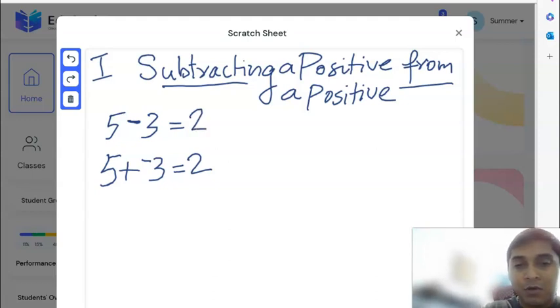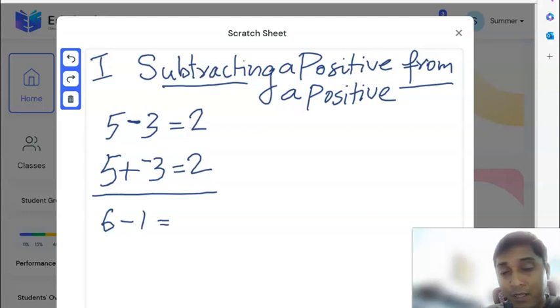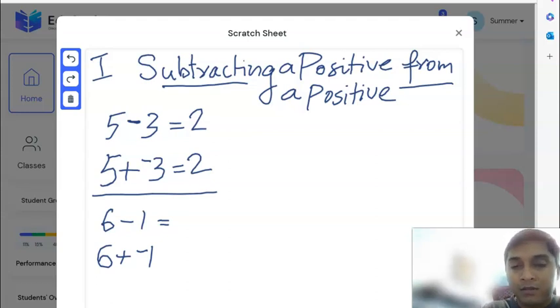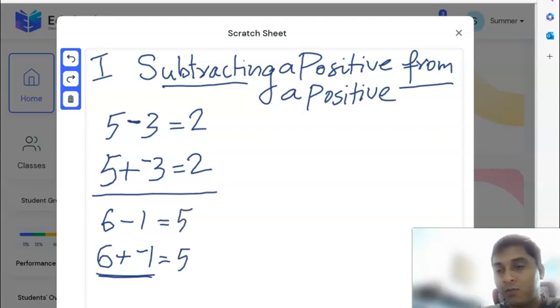Now this is the same logic that we are going to apply. One more example, 6 minus 1. Everybody knows the answer for that, right? Now what if we add the opposite here, 6 plus negative 1. Based on addition of integers with different signs, you take the difference between the absolute values, and you get 5. Basically that was 5 there as well.